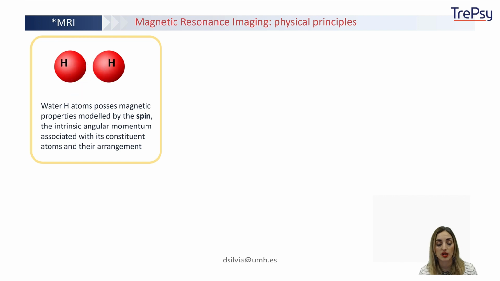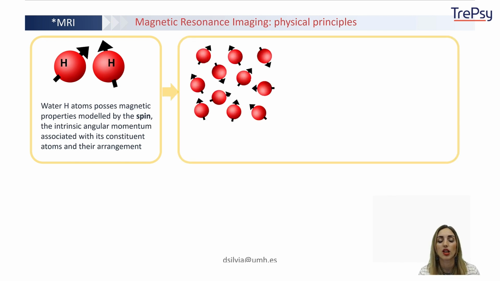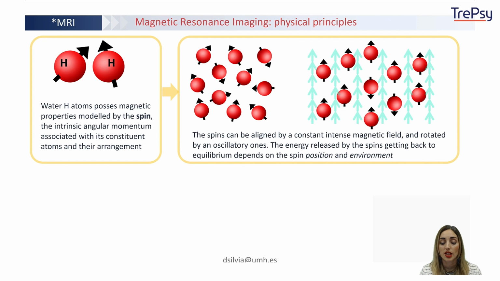In the context of MRI, what is important are the hydrogen atoms, because they possess specific magnetic properties, which are modeled by the concept of spin, which is the intrinsic angular momentum associated with the constituent atoms of the molecule in their arrangement. The spin is normally represented by an arrow, imagined as an axis of rotation for the molecule. This is not what happens. There is no actual rotation. It's just an intrinsic angular momentum.